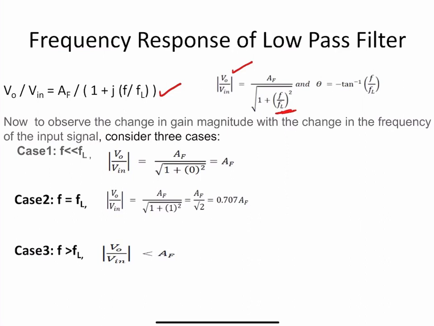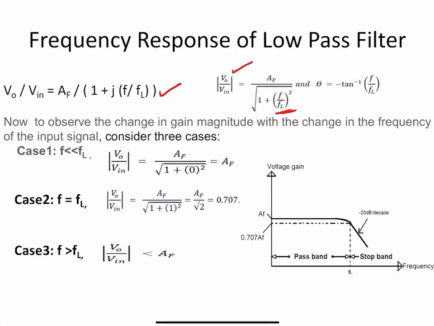Now the frequency response of this filter is shown in this figure. In this figure you can see from 0 to FL there is the passband, and above FL there is the stop band, and in the passband the gain is AF, but at the cutoff frequency the gain reduces to 0.707 AF, and this gain reduces by minus 20 dB per decade. Or you can say whenever the frequency is increased to 10 times, then the gain will reduce by 20 decibels. You can put f equal to 10 times, then you can analyze that the gain will reduce by minus 20 dB per decade in decibel.